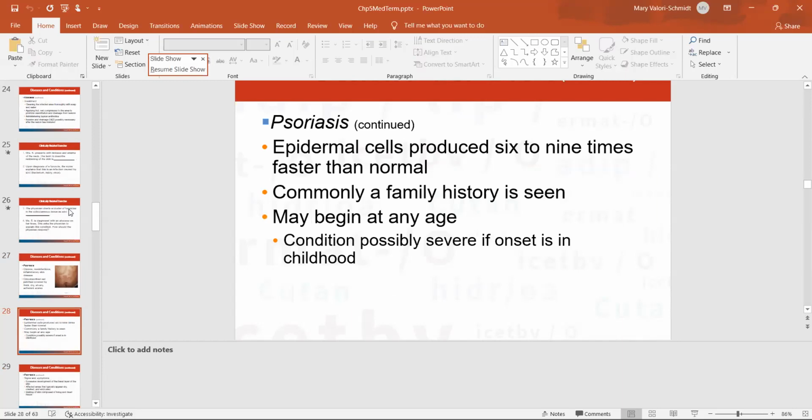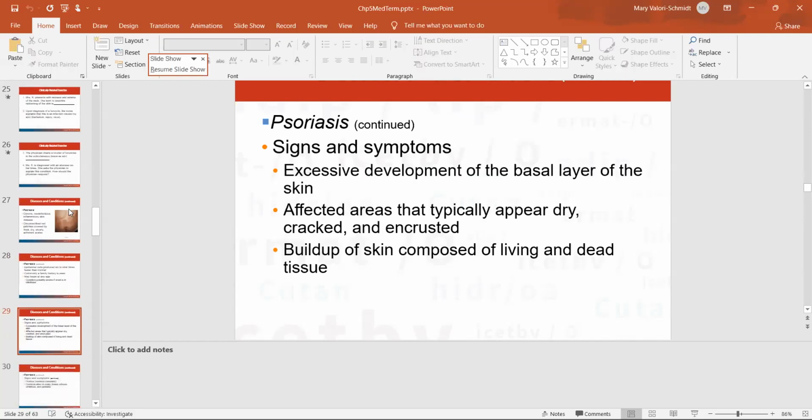In psoriatic skin cells, those epidermal cells proliferate at an incredibly fast rate. So 6 to 9 times faster than a normal skin cell. And usually family history. So if somebody in the family has it, you're more likely, not a guarantee, but you are at a higher risk to get it. It can be severe if it starts when you're a child or a very young age.